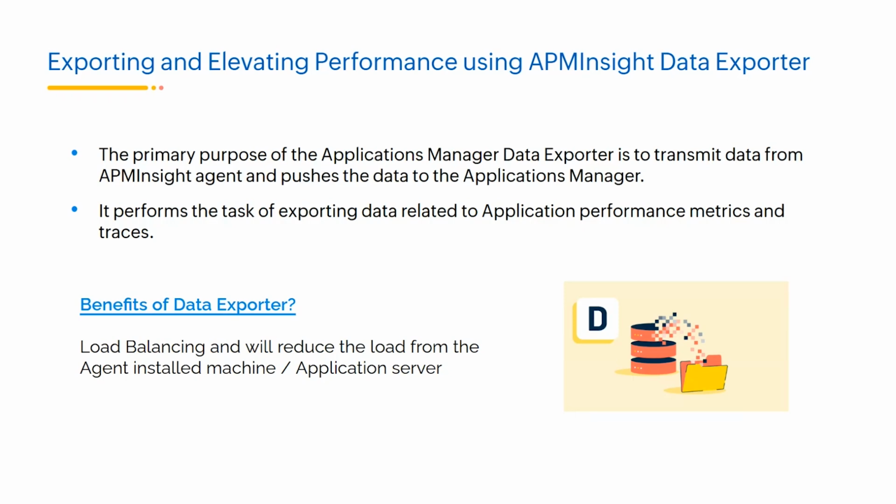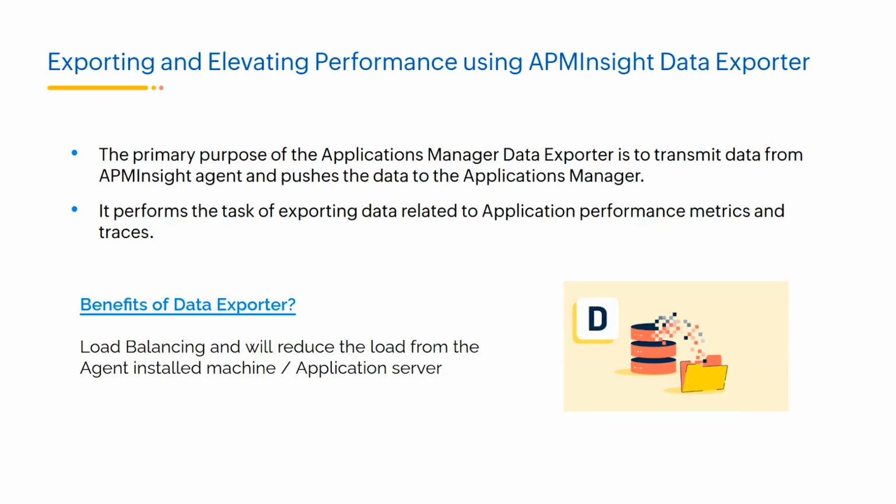So the data exporter operates as a separate independent process, which means it will run independently from the other components or services within the applications manager. The primary function of the data exporter is to handle and transmit the information related to the application metrics and the traces to the applications manager.